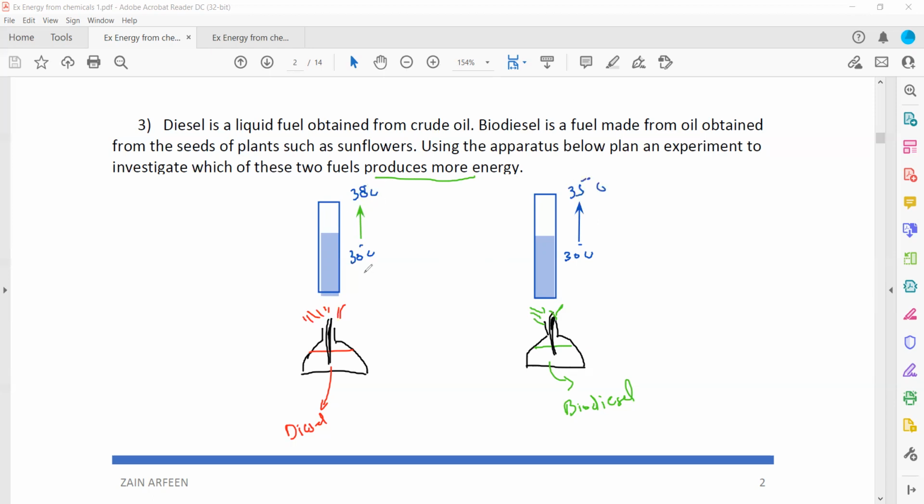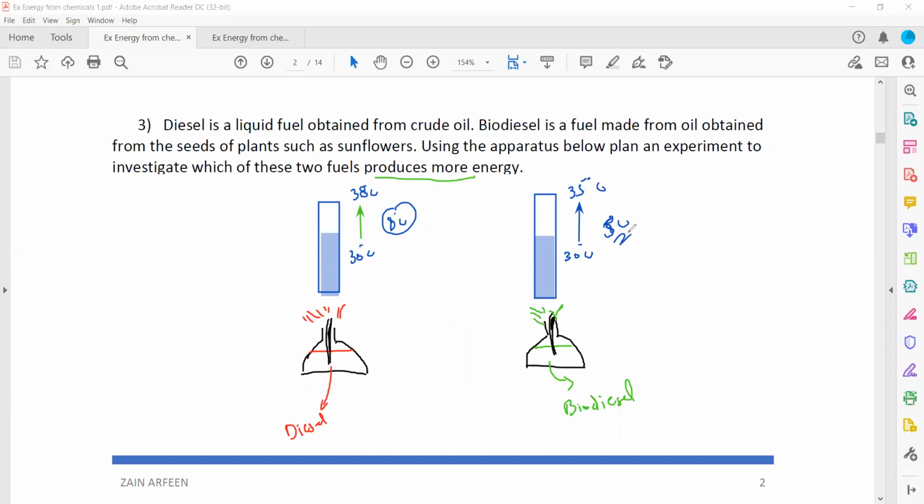So which one is producing more energy, diesel or biodiesel in this example? When we burn equal amounts of diesel and biodiesel, the temperature change by combustion of the diesel, yeah, that's right, Afri, is greater, because the combustion is producing more energy. That's why there's a greater change in temperature for diesel as compared to that of biodiesel.